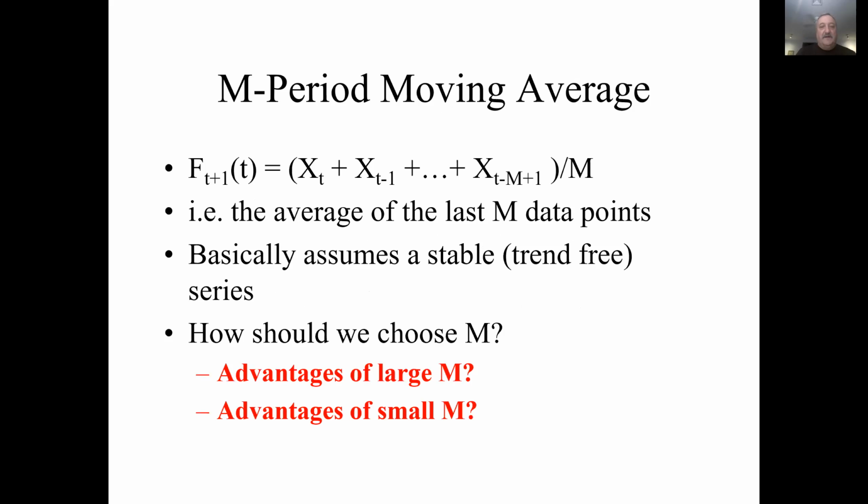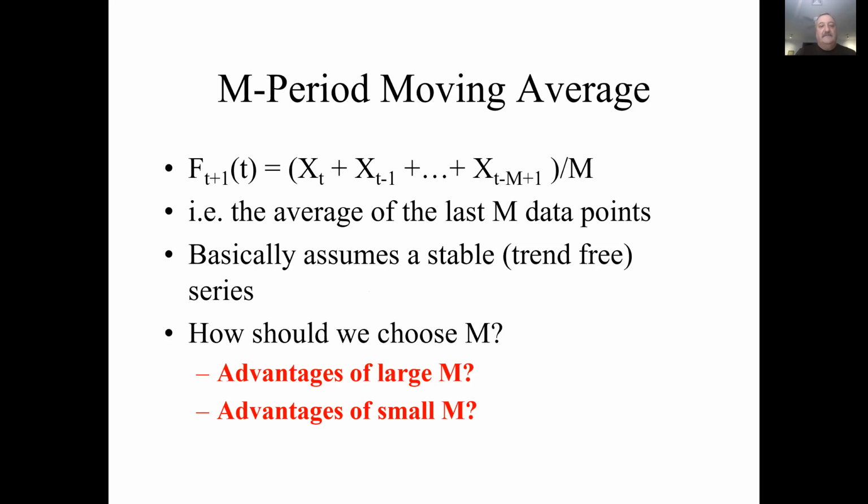The simplest one is something I'm sure you've all heard of, called a moving average, or to be more precise, we have an M period moving average. Basically what that means is our forecast for the next period. So if we're at time t, we want to forecast what the series is going to be one period from now. We just average the last M data points, right? So we're averaging the previous M data points.